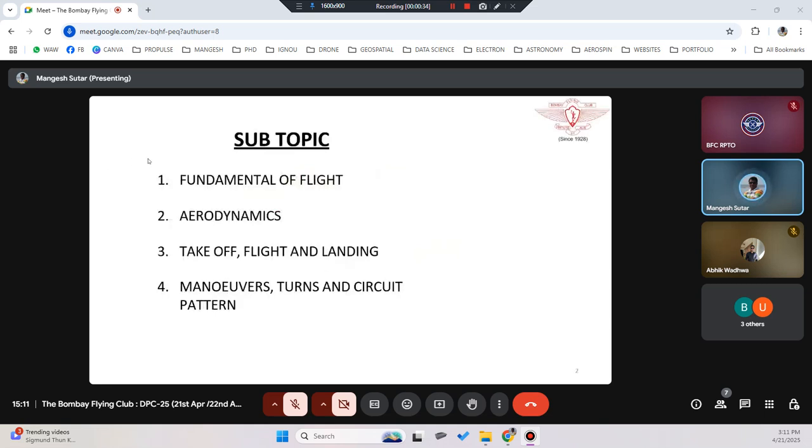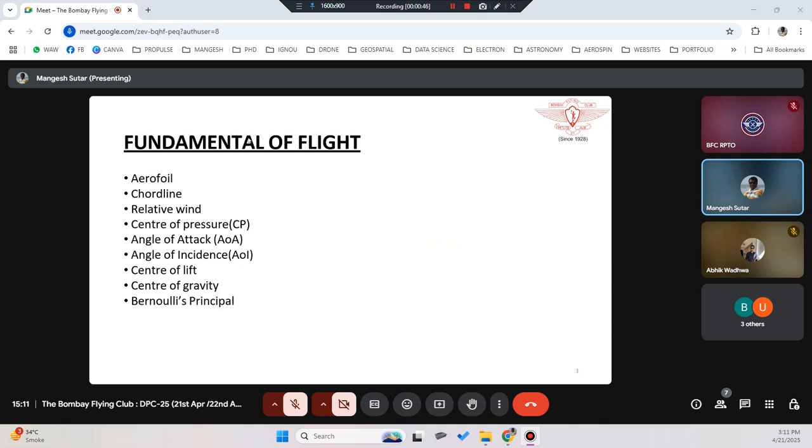So what are we going to learn in this particular module? It's the fundamentals of flight, aerodynamics, takeoff, flight and landing. Then maneuvers, turns, circuits and patterns. So what are the fundamentals of flight? We have airfoil, chord line, relative wind, center of pressure, angle of attack, angle of incidence, center of lift, center of gravity, and Bernoulli's principle. These are some important fundamentals of flight to understand.